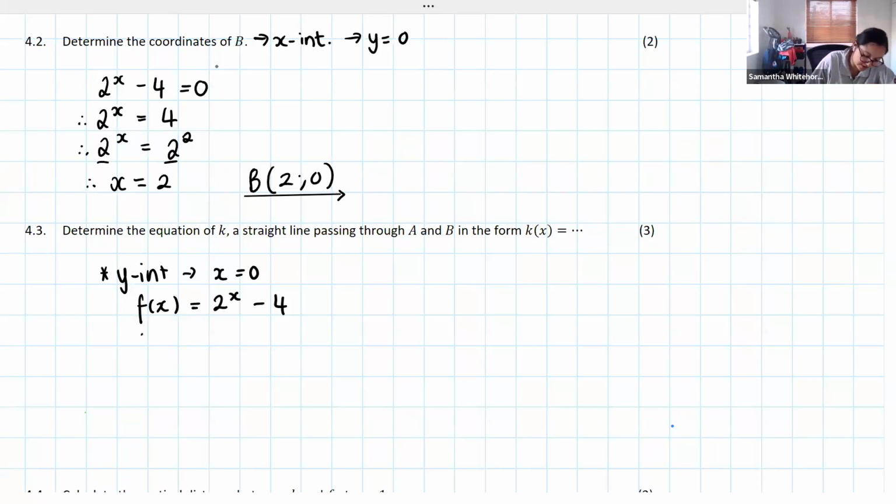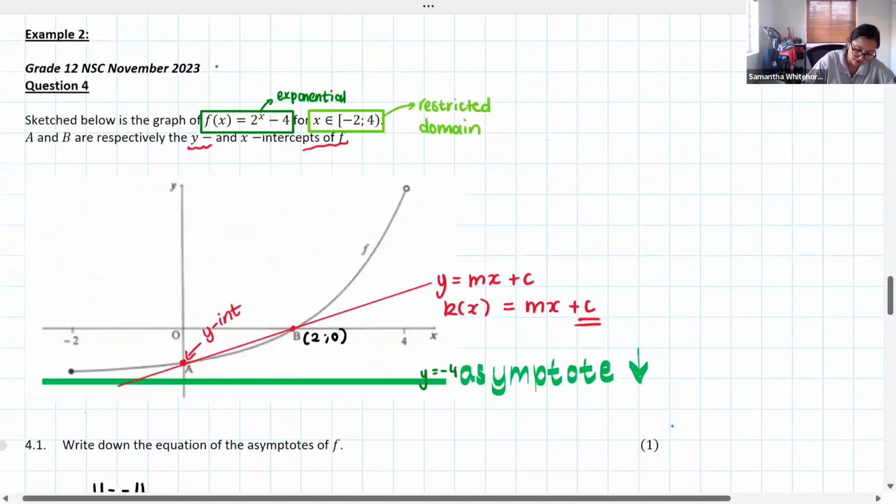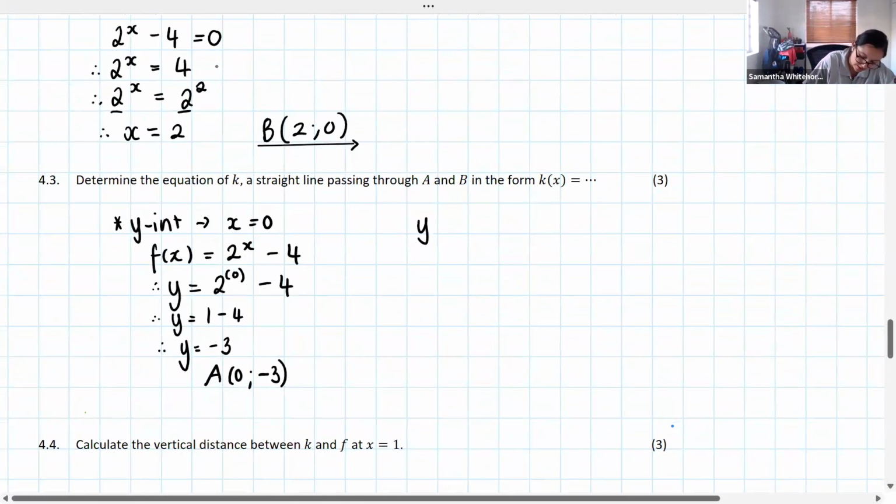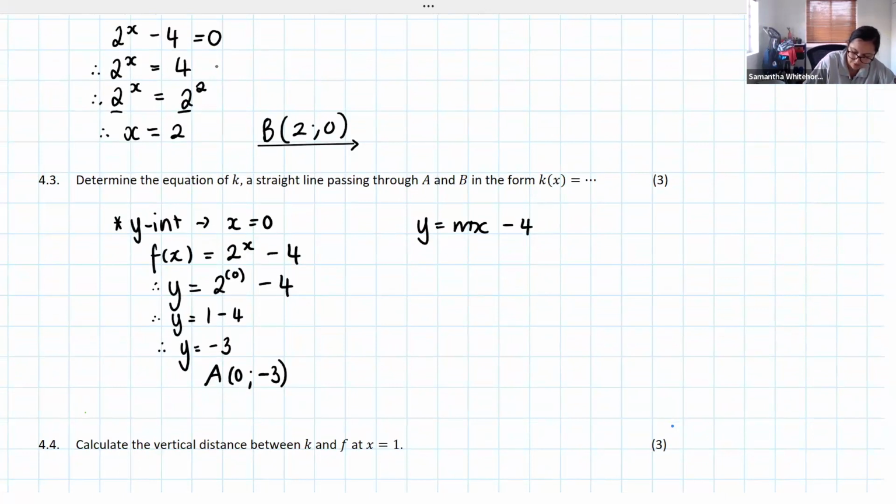Good. Okay, so if we substitute in x is 0, remember any value that isn't 0 to the power of 0 is 1. So this 2 to the power of 0 is 1 minus 4. And so y is equal to -3. So that means my coordinates of A are 0, -3. So what I now know, if I quickly go back up here, is the y-intercept of my straight line, which is great. So now I know that y is equal to mx minus 3. And so the only thing left that I have to solve for is m.